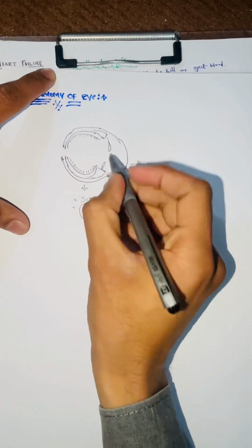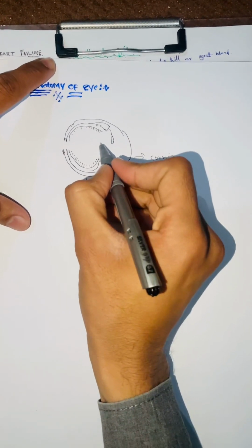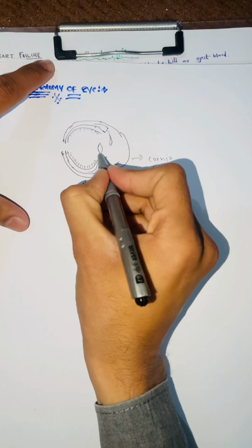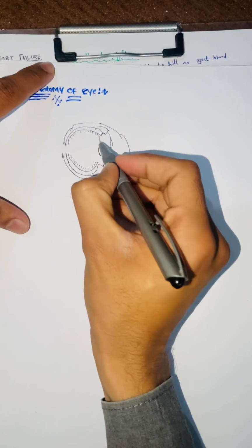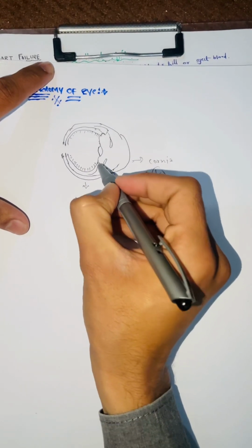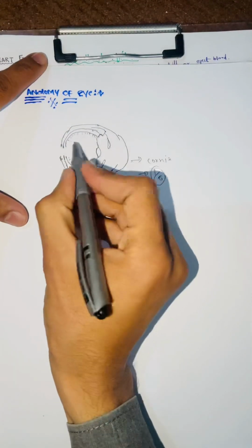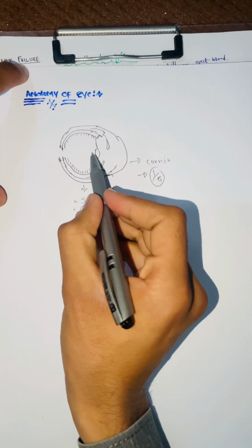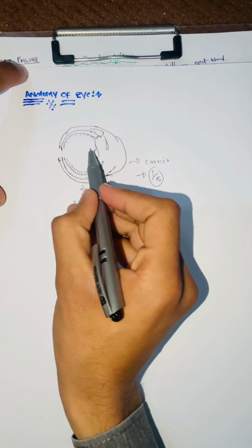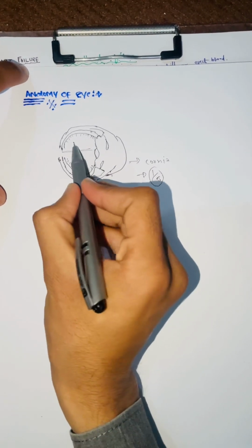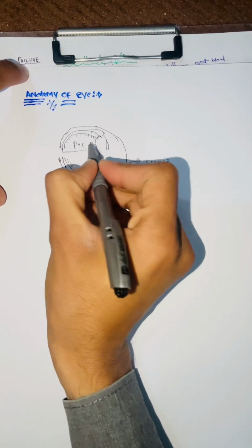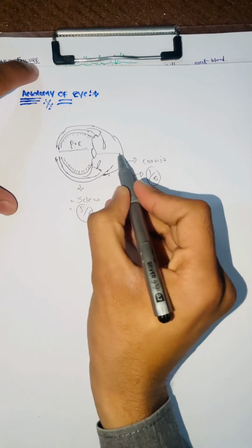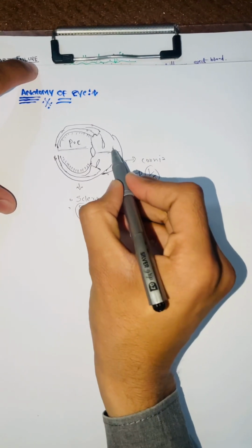Now we have to come to the lens. Here is the lens behind the pupil. With the help of the zonular ligament, it is attached to the ciliary body. Now we have to divide the eye into two chambers. Behind the lens, this one is lens up to here. This one is the posterior chamber, and in front of the lens up to the cornea, here is the anterior chamber.